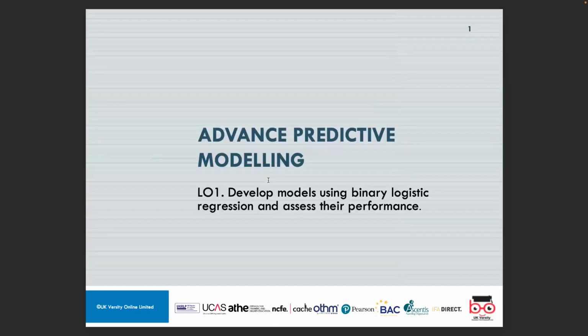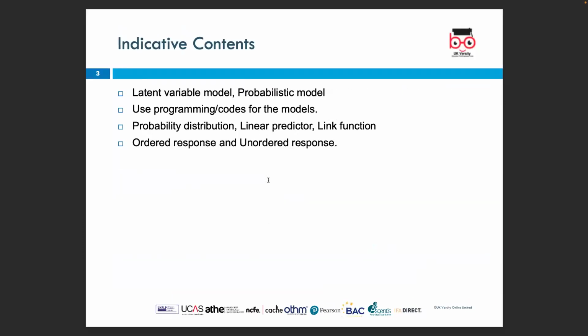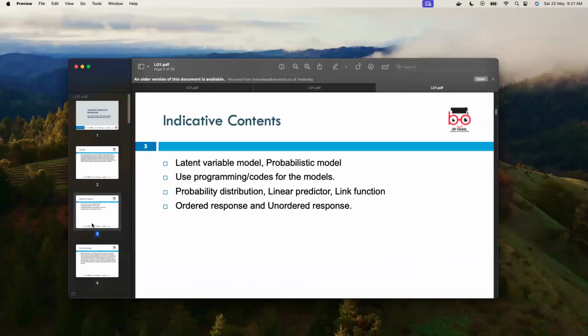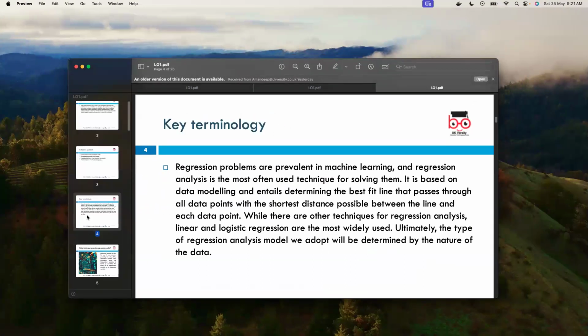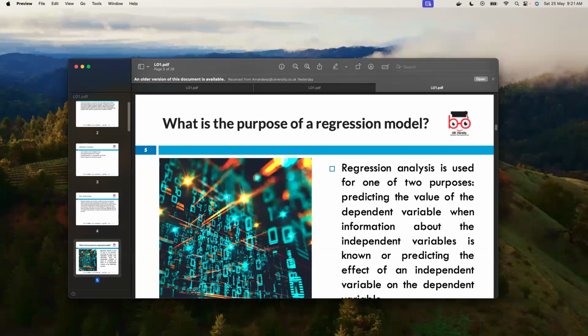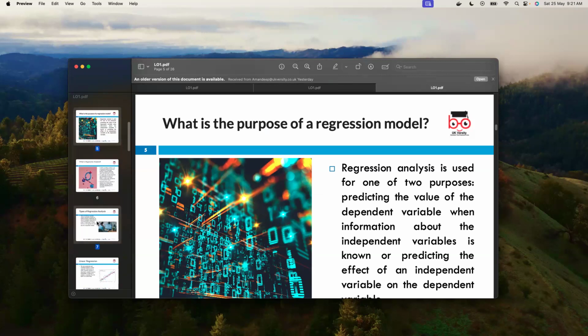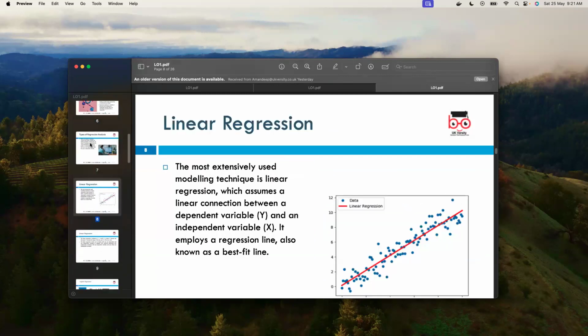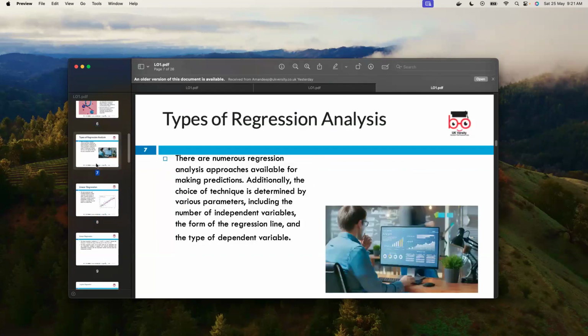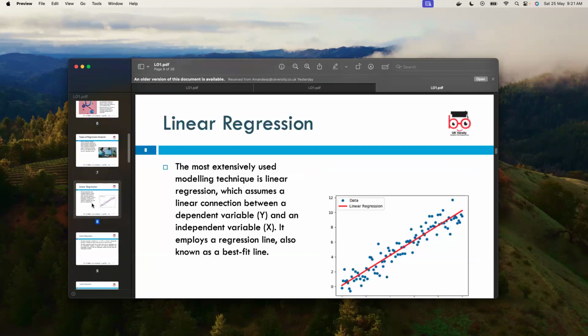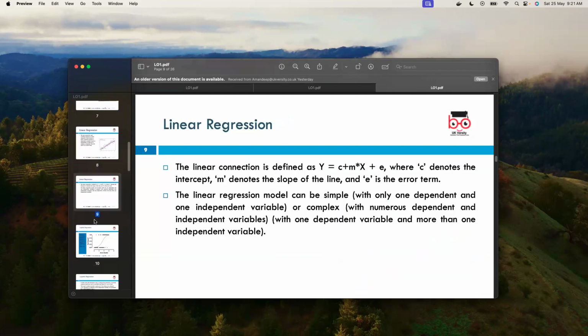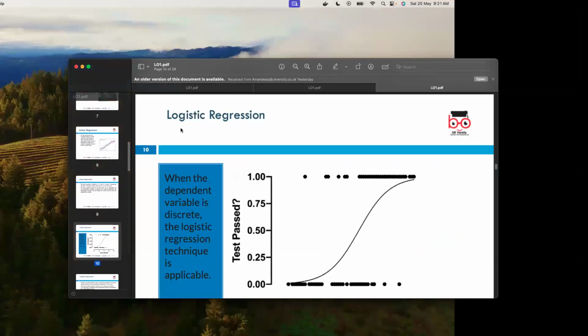We looked at a new topic, advanced predictive modeling, and this is Unit M. Then the indicative content, and then the key terminology, and then we look at the purpose of regression models. We look at linear regression, among other things, a type of regression analysis, and logistic regression, and so on.